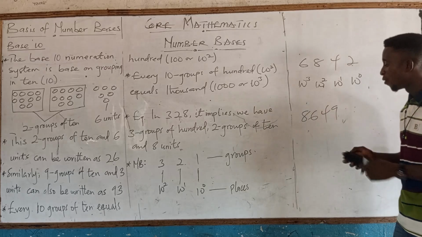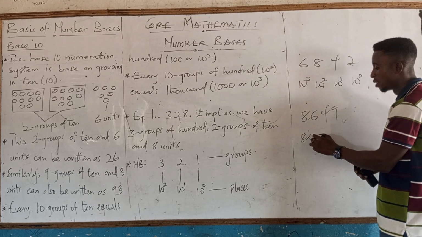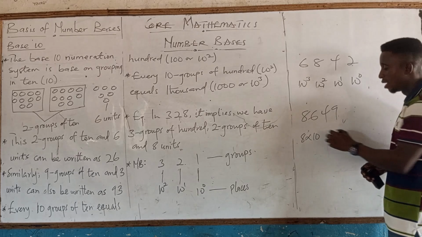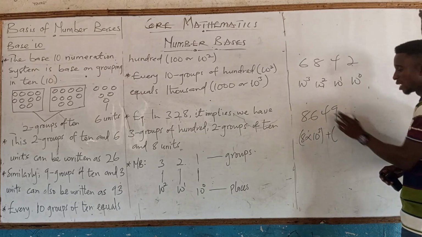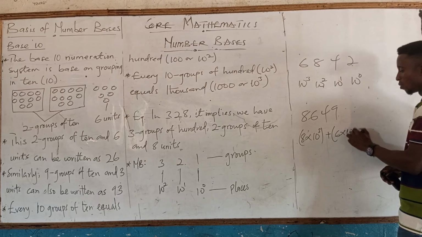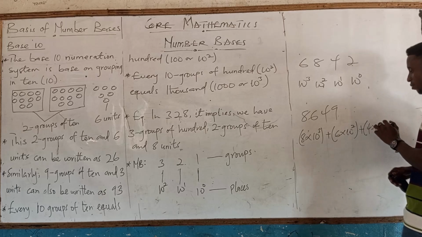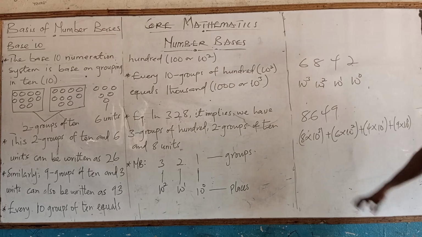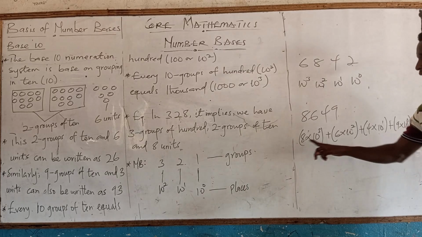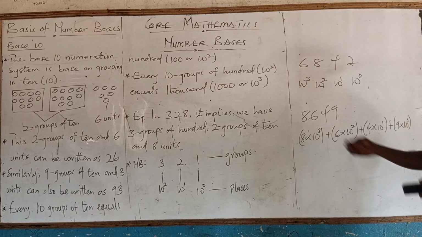Are we getting that? So for this one, it is 8 times the place, and the place is exponent 3. Then plus 6 times, each place is 100, or I can say 10 exponent 2. Then plus 4 times 10 exponent 1. Then plus 9 times 10 exponent 0. So the summation of the products of the groups and their places will get us the total number of units.